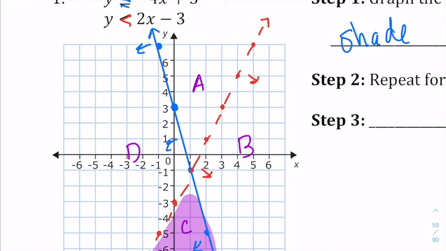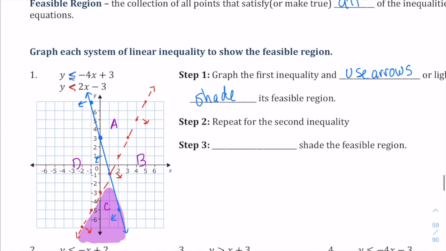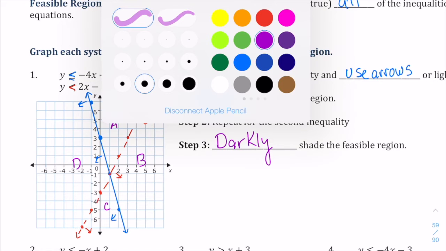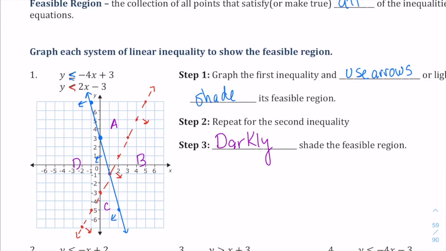All right, so if I come back over here, we're going to darkly shade. Sometimes I've seen people do a similar thing where, instead of shading that region, they color coordinate everything. They'll shade over here, and then they'll shade the other one over here, and it kind of makes region C down here the darkest region.